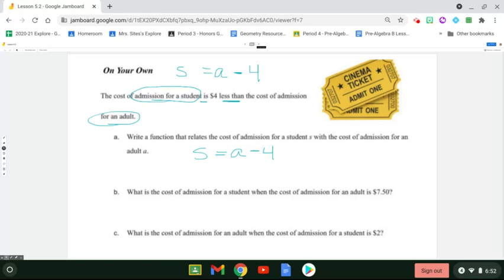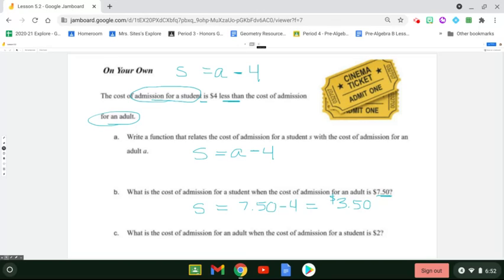Okay. Now for part B, it says what's the cost of admission for a student when the cost of admission for an adult is $7.50. Well, we're going to start with the student, and we know the adult is $7.50. So that means A is $7.50. Do $7.50 minus 4. Okay, that answer would be $3.50.